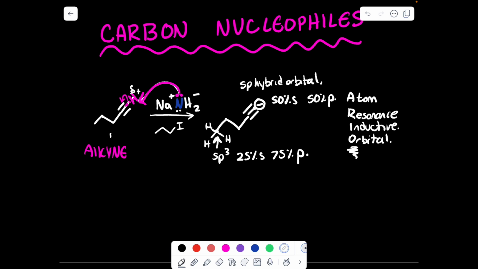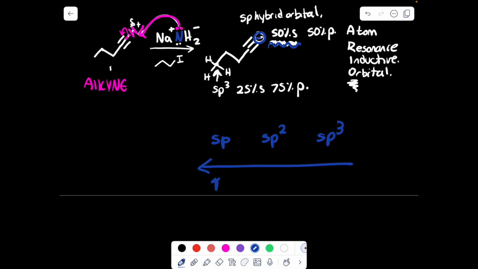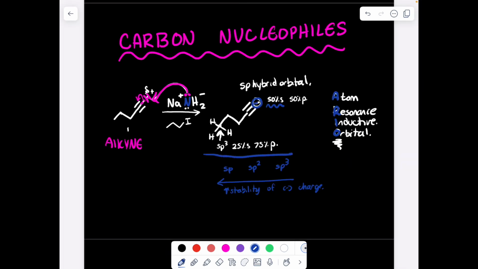Hope that makes sense. So now if you increase the percentage of s, you are technically increasing the amount of nucleus-likeness. The nucleus is positively charged, and since opposites attract, negative charges like positively charged things, so the more percent s you have, the more stable this negative anion will be. So we can make a little trend. We have sp, sp2, sp3, so increasing this way, we have increasing stability of a negative charge. So this will be our intermediate form.